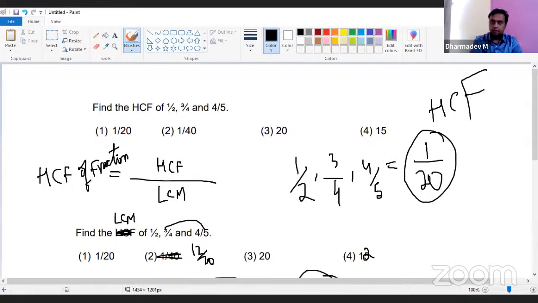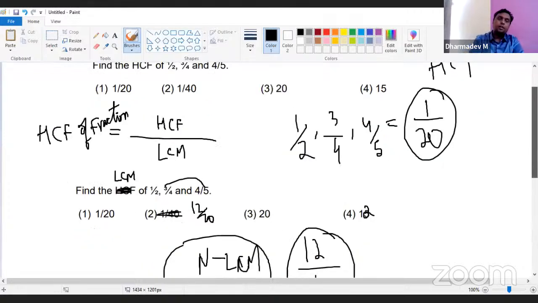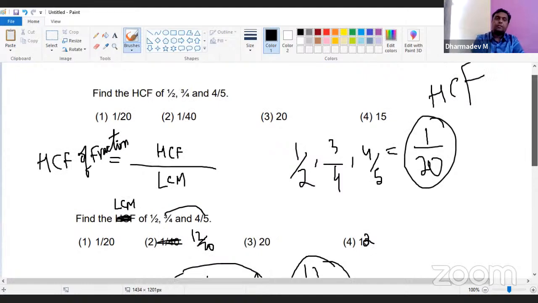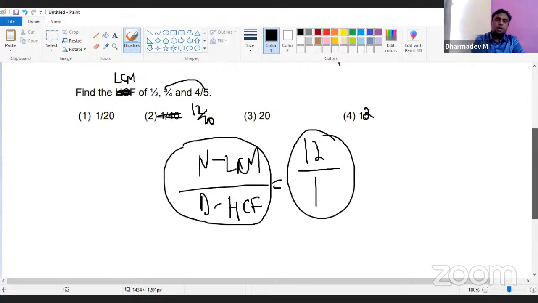Got it, right? Numerator HCF, denominator LCM. When they give the fraction value and ask you to find the HCF, numerator is LCM, denominator is HCF. When they ask you to find the LCM of the fraction value, it is 12/1. Are you clear with that? Good. Are you clear?